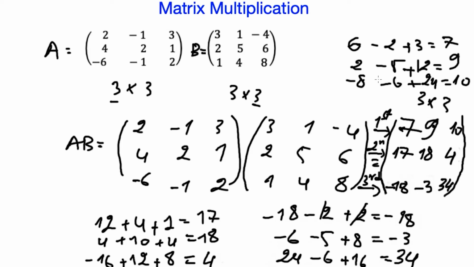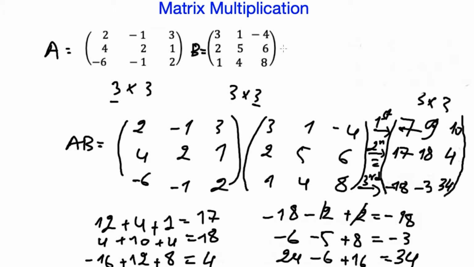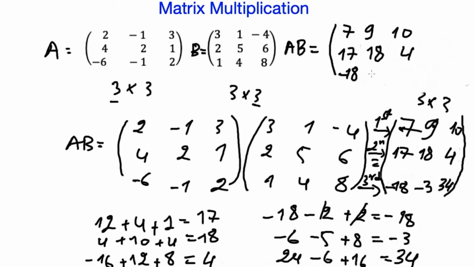So let me write it here and erase this to compute the BA matrix. So I will erase this and write the matrix here. So the matrix AB is equal to the matrix 7, 9, 10, 17, 18, 4, minus 18, and minus 3 and 34. This is the matrix AB.